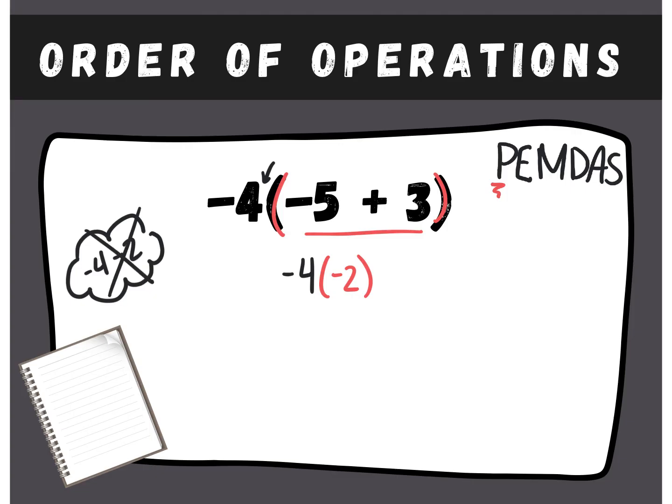Now that I've finished my parentheses, I can tell that there are no exponents in the problem, and we just discussed there is some multiplication. Now -4 right next to the parentheses, again, means -4 is being multiplied by -2, and I know that -4 times -2 is 8. At this point, I have no more operations left, no division, no addition, no subtraction, so I am done with my problem, and the answer is 8.